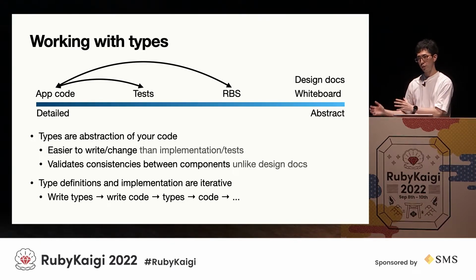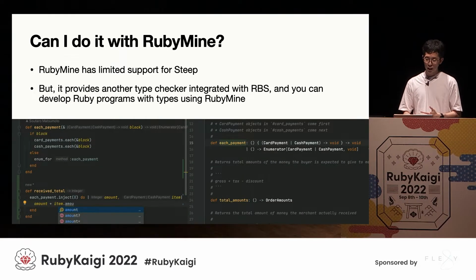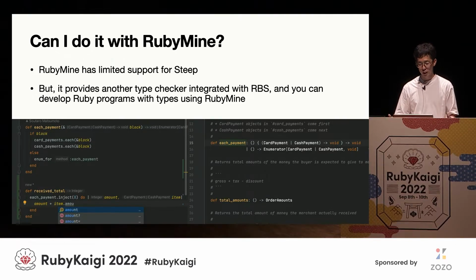And another one is that writing types and writing code is not a one-way direction. So we write some types, then write some code, find some problems, fix types, and change the code. So we go back and forth between the application code and type definitions. I showed it with Steep, but you can try it with RubyMine. RubyMine has limited support for Steep, but it provides its own type checker. It is integrated with RBS, so you can write RBS types, and then RubyMine will type check your Ruby code.